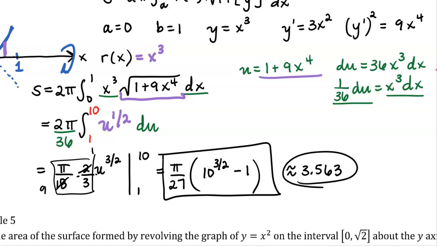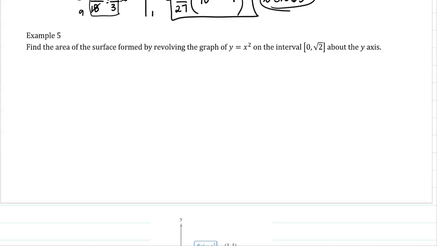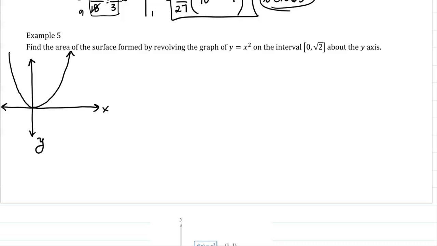And there's our approximation. For our last example, a similar problem, we will be finding the area of the surface formed by revolving the graph of y is equal to x squared on the interval 0 to √2 about the y-axis. So y is equal to x squared kind of looks like this. Let's say that √2 is right here. So we're only working from 0 to √2. We're only working with this blue piece of the function, and this time we're revolving around the y-axis.